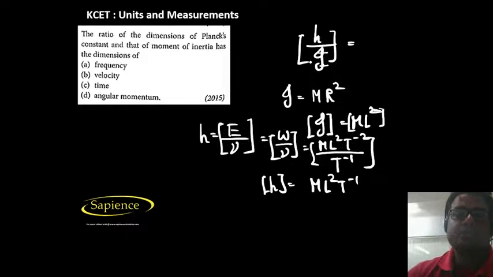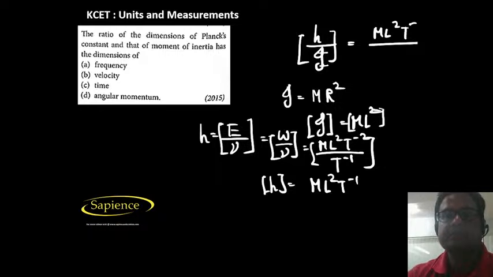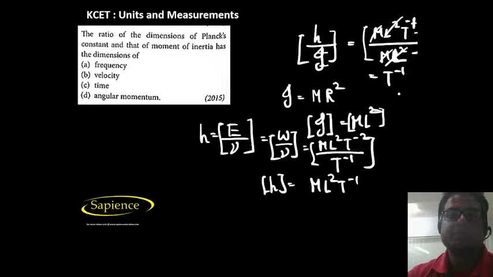So the dimension formula of the ratio of Planck's constant and the moment of inertia will be M L square T power -1 divided by M L square. M and M cancel out, L square and L square also cancel out, leaving T power -1. So that is the same as the dimension formula of frequency.